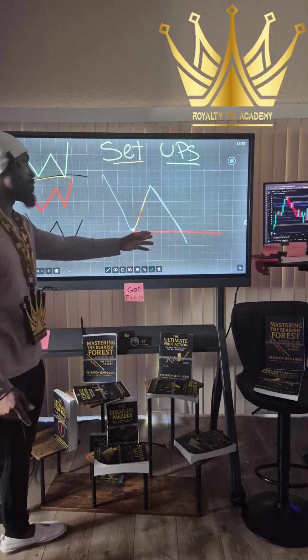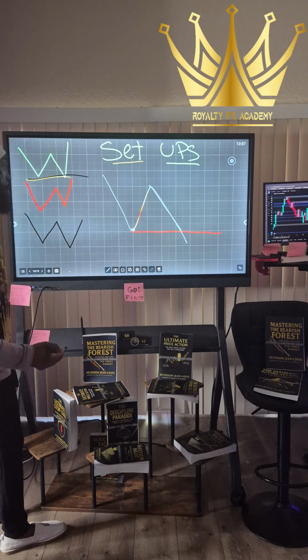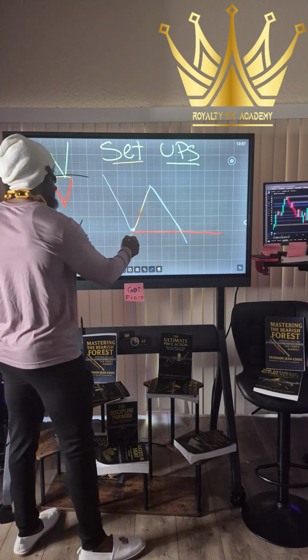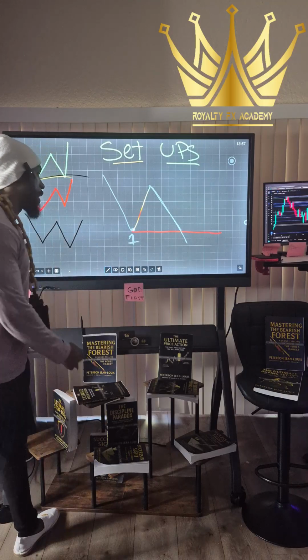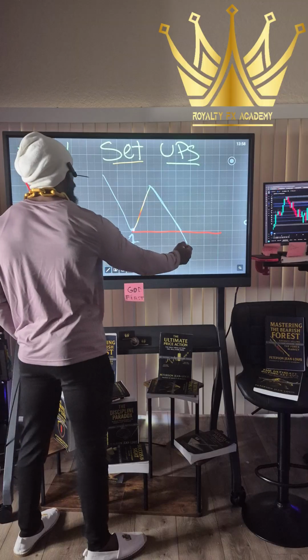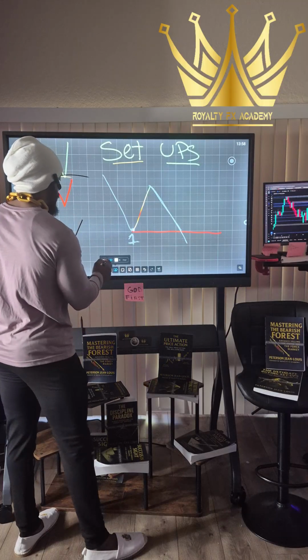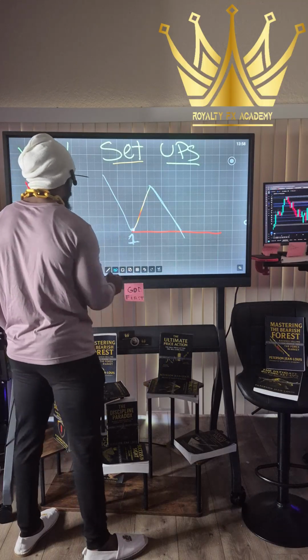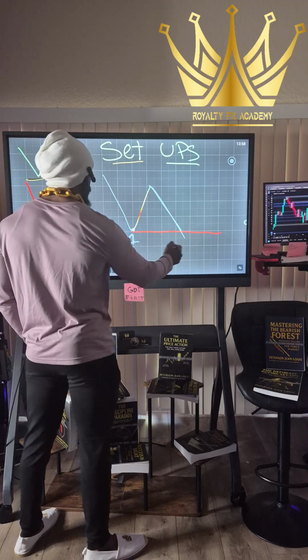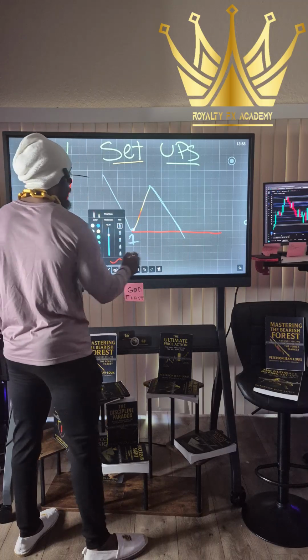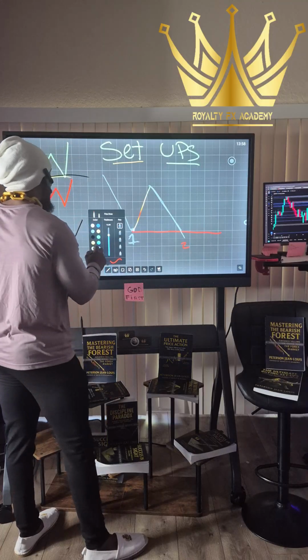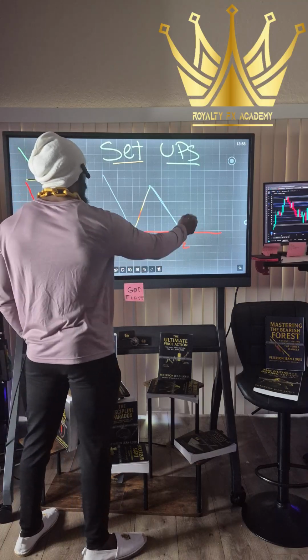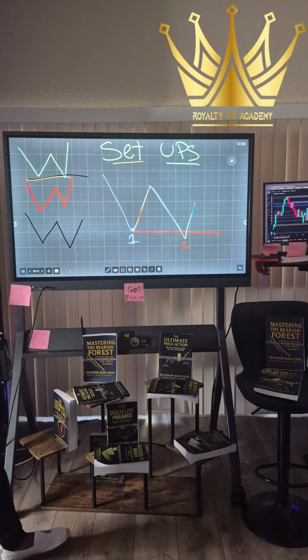Now, a lot of time you get a setup that looks a little bit like this, where the first structure, and then the second one, let's slightly minimize it real quick. The second one would be, let's change the color, right here. So naturally it stops there and then goes up. It's still a double bottom.